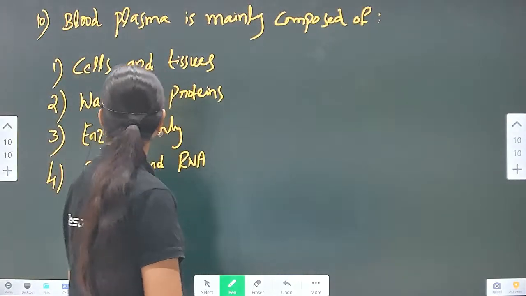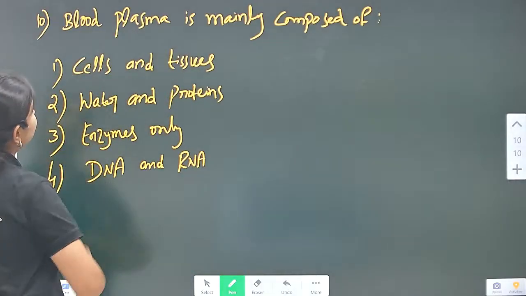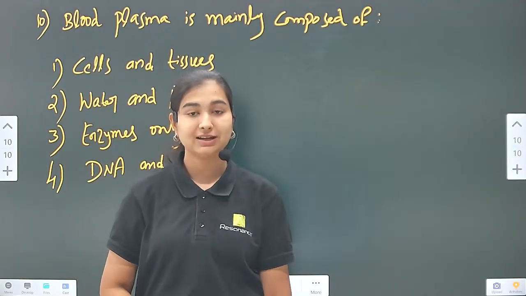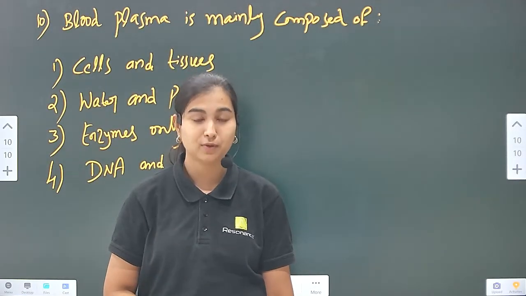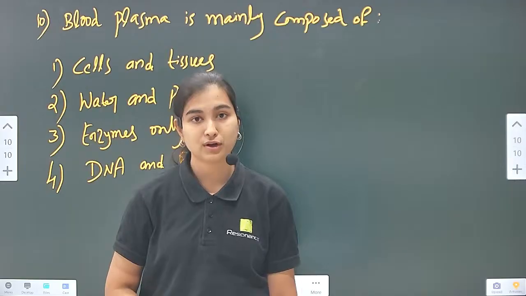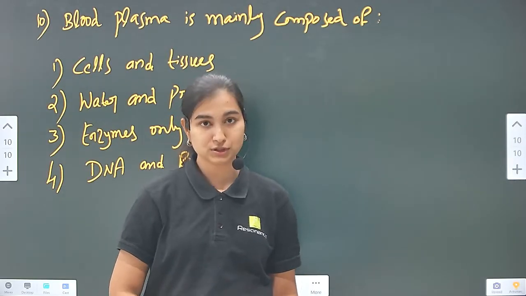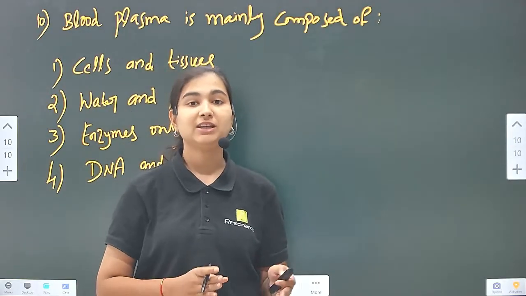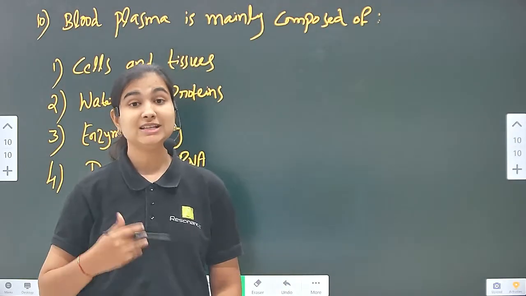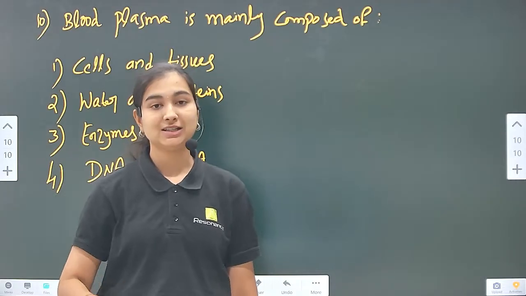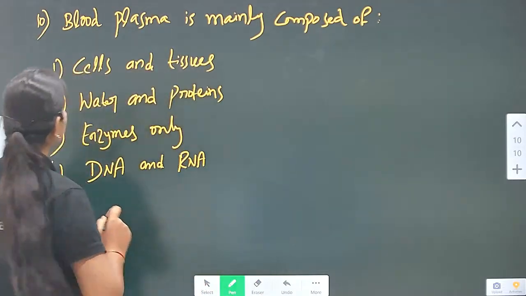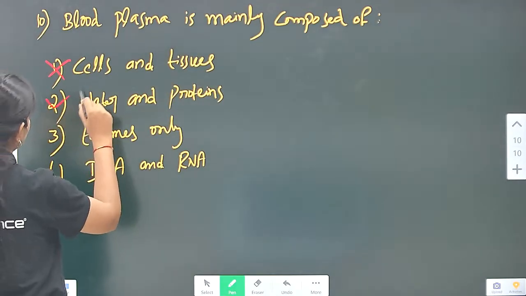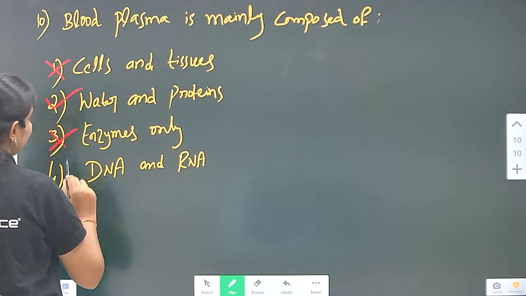Next, moving on to the last question, the blood plasma is mainly composed of. Yesterday we discussed this, right? Now what exactly is the plasma made up of? It constitutes water, and it has proteins and minerals. We have 90 to 92% water, 6 to 8% proteins, and the minerals are present. So here the cells and tissues, no. Water and the proteins, yes. Enzymes only, no. The DNA and the RNA, no.